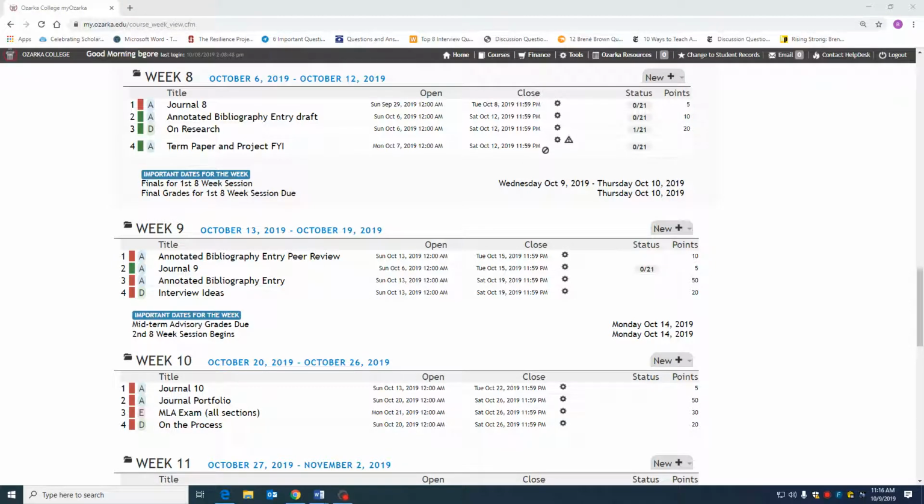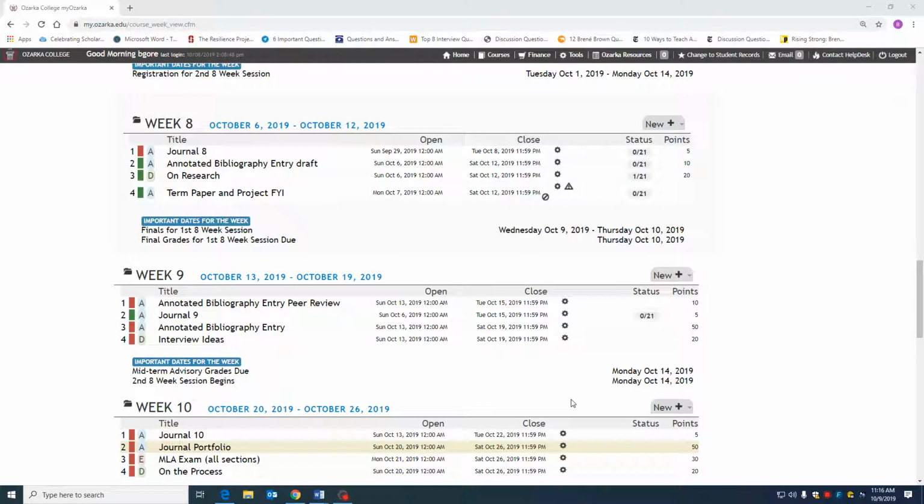Okay, I think it is time that we talk about the term paper and project that's coming up and how the annotated bibliography factors into the term paper and project. So, just so you know, you have the information here.